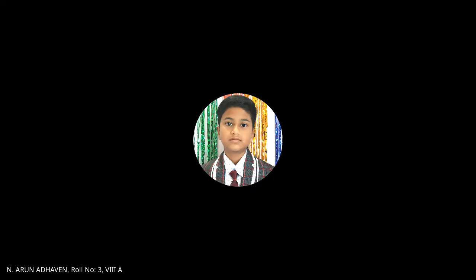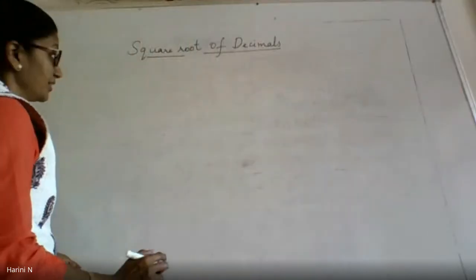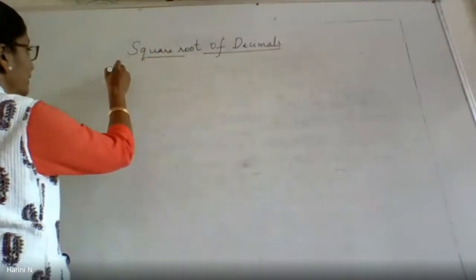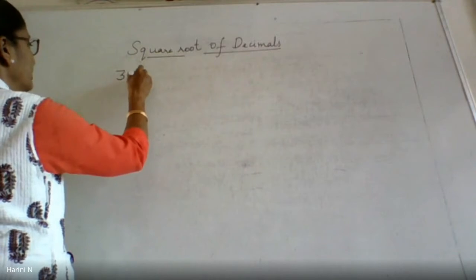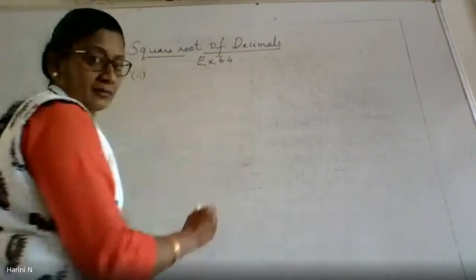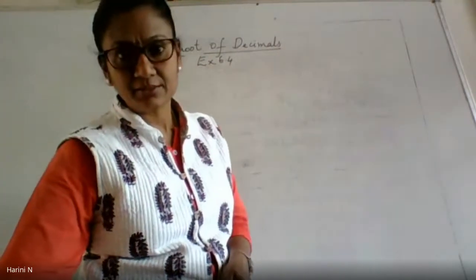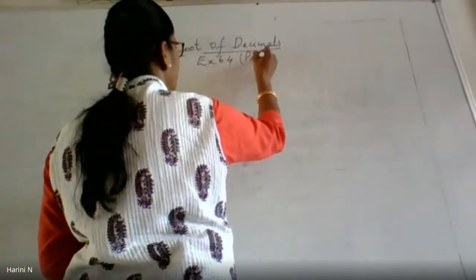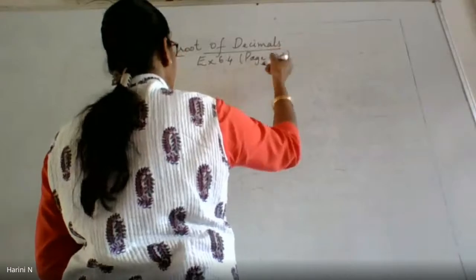Ma'am, can you mention the question number? Third question. I am on question number 2, 7.29. This is the second question in exercise 6.4. I think the page number is 108. Page 108. Right, I think you got it now.